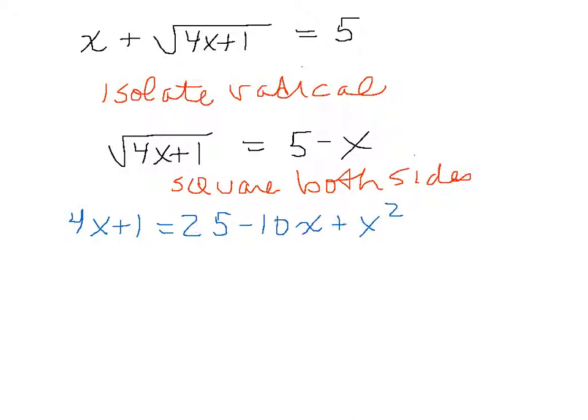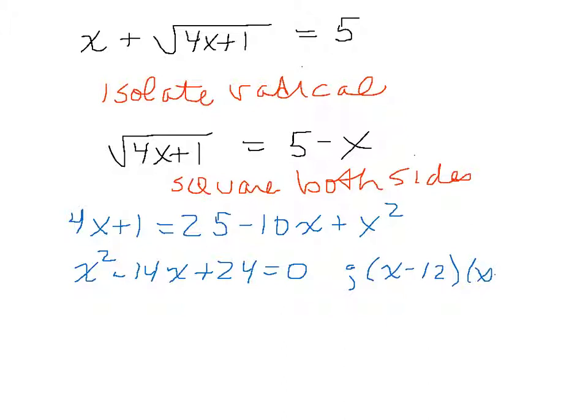So there's a quadratic equation. We've got to get everything over on one side, so we rewrite it as x squared minus 14x plus 24 is equal to 0. And now we want to factor that, and it factors like this: x minus 12, x minus 2 equals 0.